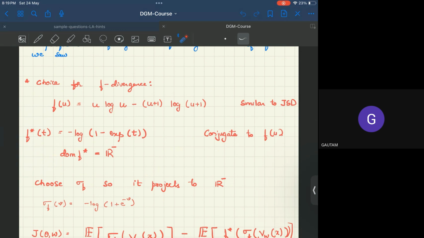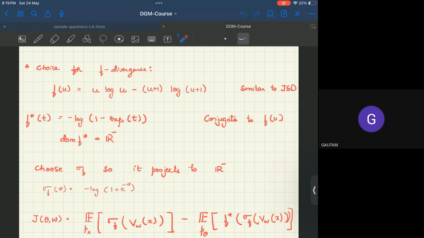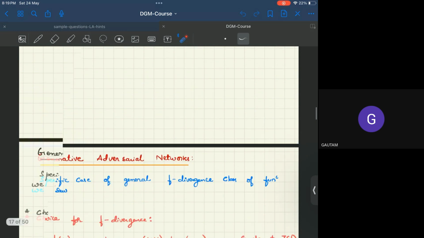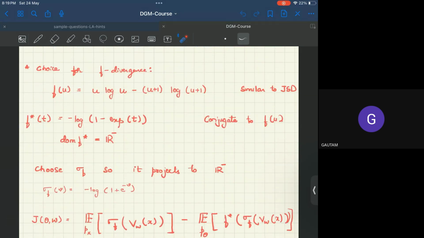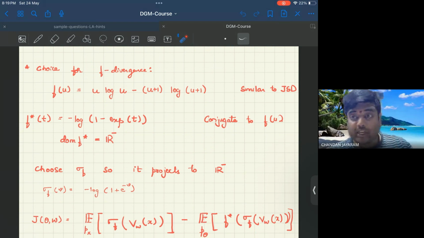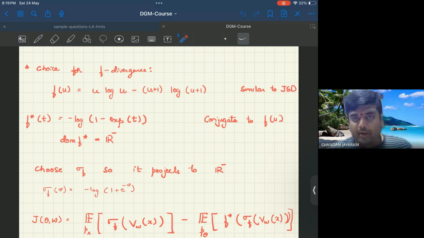Is there any relation between the domain of F star and the range of F? Are they the same? F is u log u minus u plus 1 log u plus 1. Is there any relation, or are they independent? Because there's a conjugate function, they have to be related for sure. I don't know exactly what the relation is. I'm thinking conjugate in terms of inverse, but that's not it. I'm not aware of it. Maybe I'll look into it and shed some light on it in the next live session.